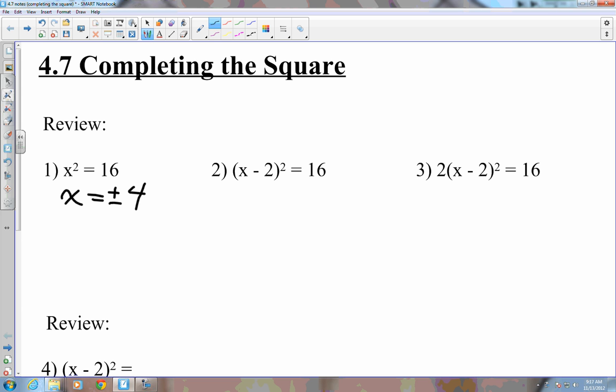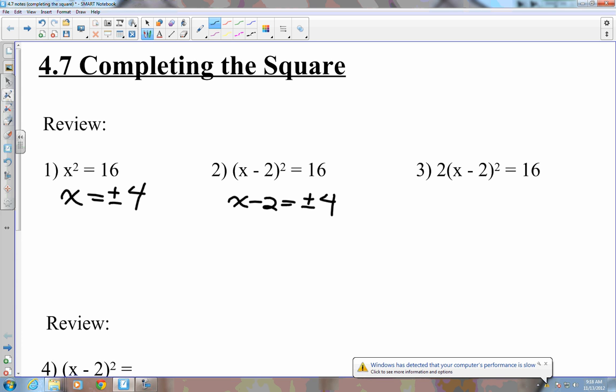You guys know how to do that. That should not be hard at all. Okay? Next one. If I have x minus 2 squared equals 16, how do I solve that one? Start the same way. Take the square root of both sides, because everything on the left side is squared. So I can say x minus 2 equals plus or minus 4.